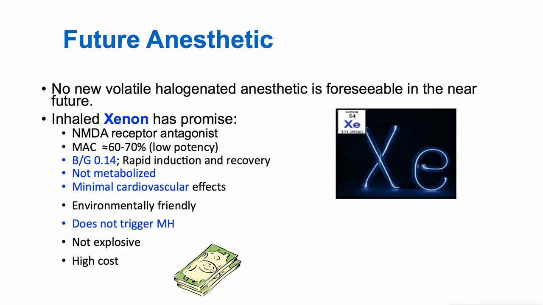Since xenon is a noble element, it is not metabolized at all. And interestingly, it has minimal cardiovascular respiratory effects. So here you have a drug that is like an on-off switch, low blood gas solubility, very potent, however, with very little physiologic effects, and doesn't trigger MH, but it's extremely expensive, and until you can trap the agent and reuse it in an effective manner and efficiently, it probably will not be used in clinical service until it is cost effective.